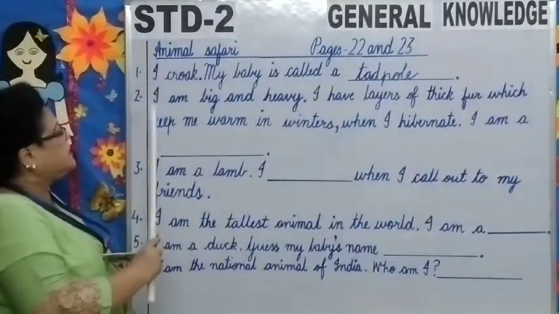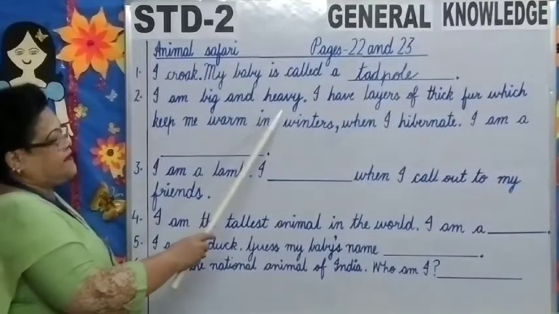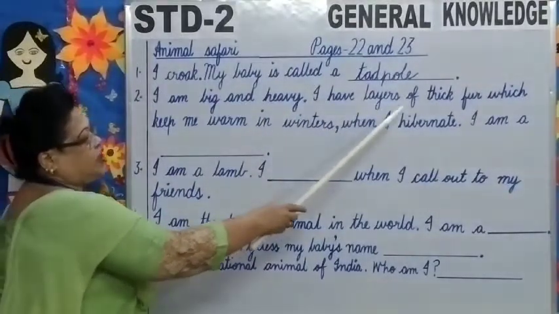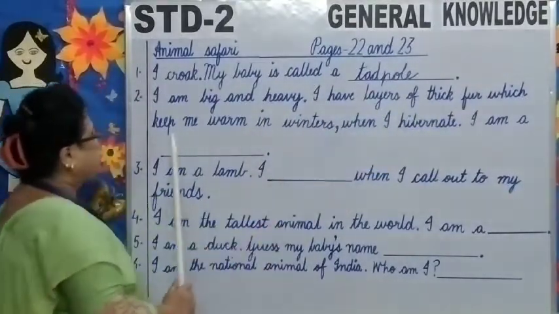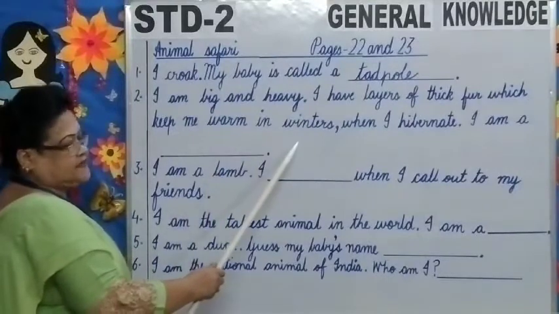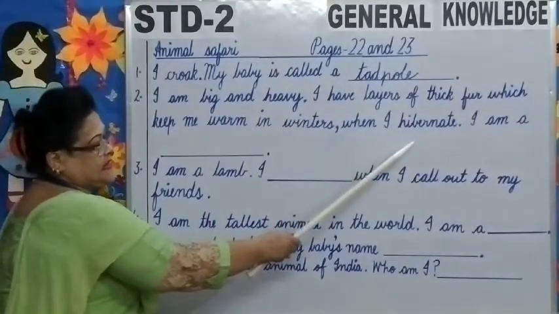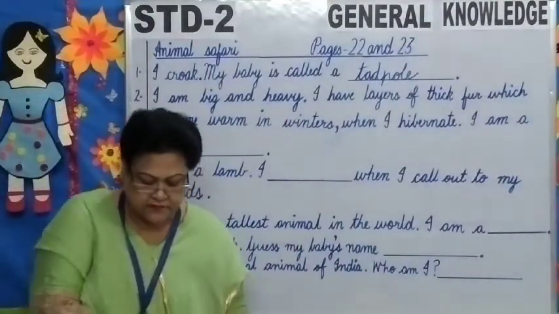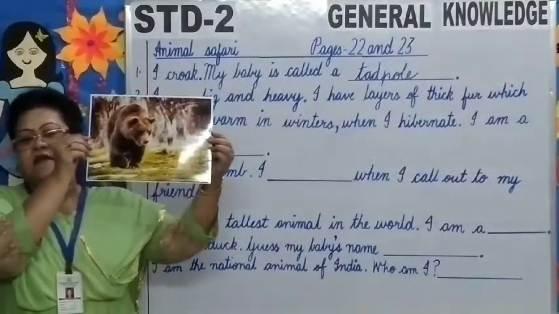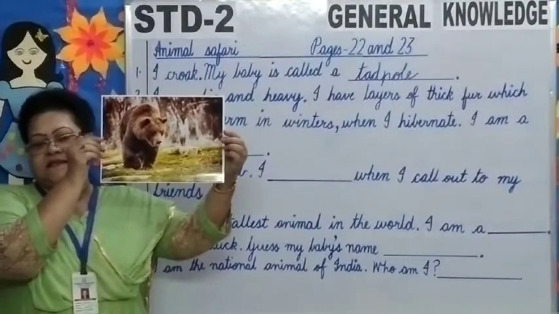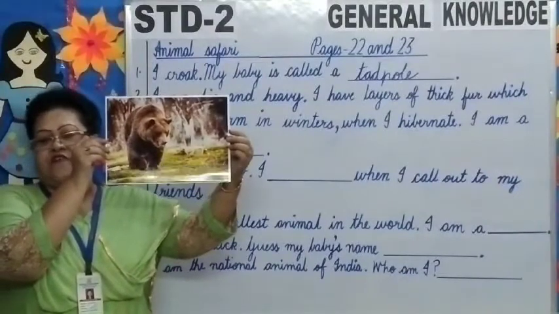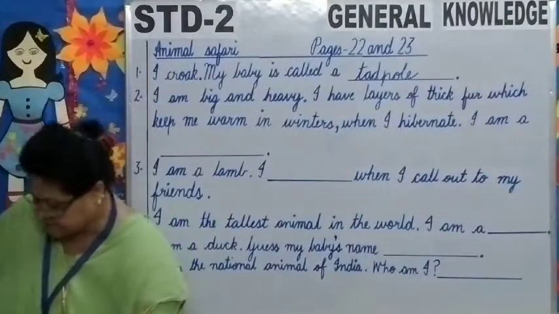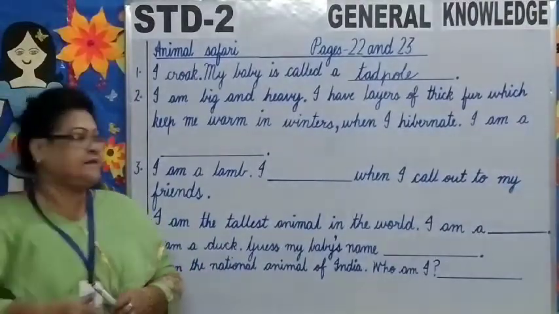Number two, I am big and heavy. I have layers of thick fur which keep me warm in winters when I hibernate. I am a dash. Look at this picture, children. Can you all recognize it? Yes, this is a picture of a bear. So what is the answer? Bear.